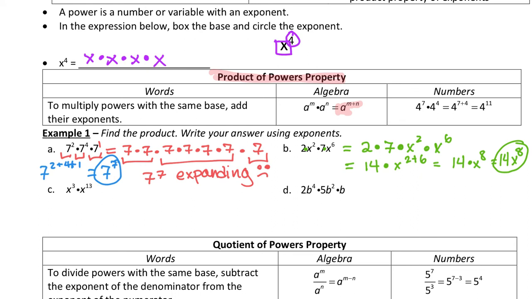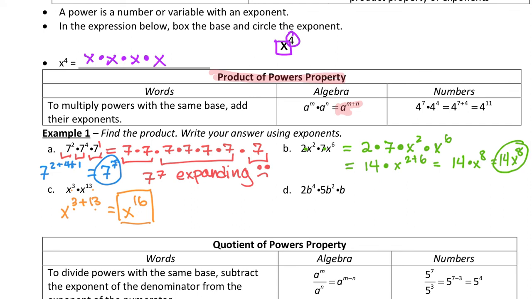Why don't you try example C on your own? I'd like to see what you get. So hopefully you got x to the 16th power. You can see here we've got the 3 plus the 13, so that gives me a total of 16.